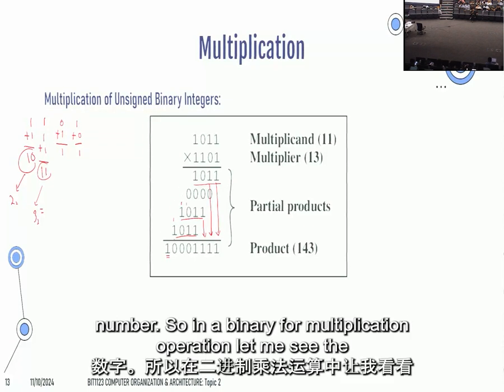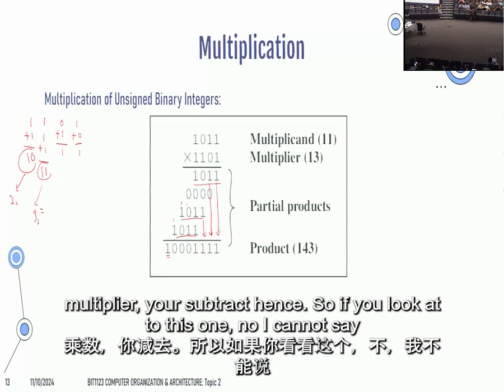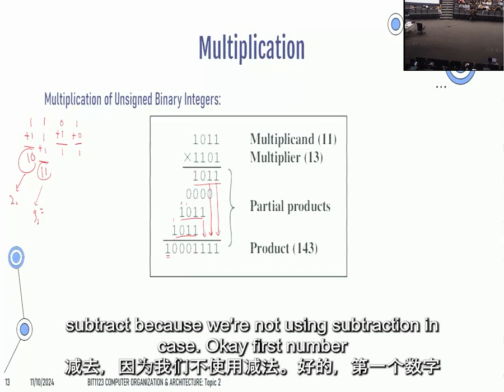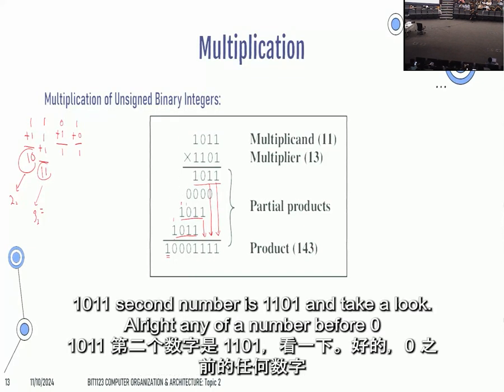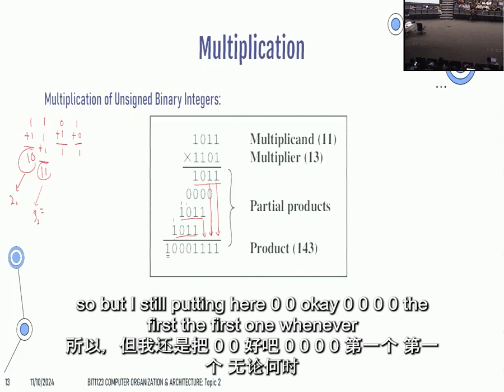So in binary for a multiplication operation, the first number is the multiplicand and the second number is the multiplier. I cannot say subtract here because we're not using subtraction in this case. First number 1011, second number is 1101. Any number multiplied with a 0, definitely the result will be 0. So I still put 0, 0, 0, 0 here.